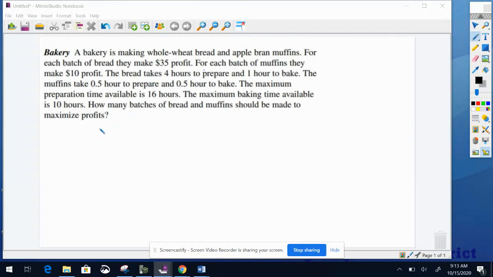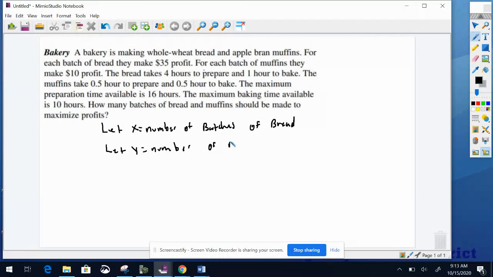So in this problem, and this is from 3.4, the last problem of writing constraints, it tells you to let x equal the number of batches of bread. And let y equal the number of batches of muffins.